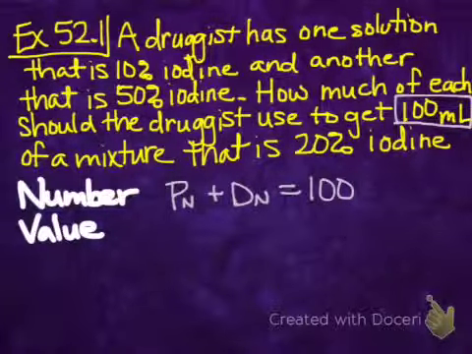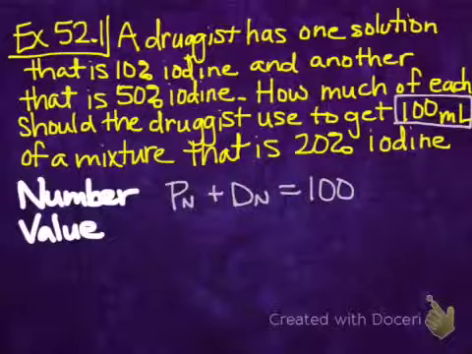And basically you use two different variables just to kind of identify the two different solutions. And in the book they use P and D for pour and dump. It does not matter which one is which. So it's basically just P plus D is equal to 100.